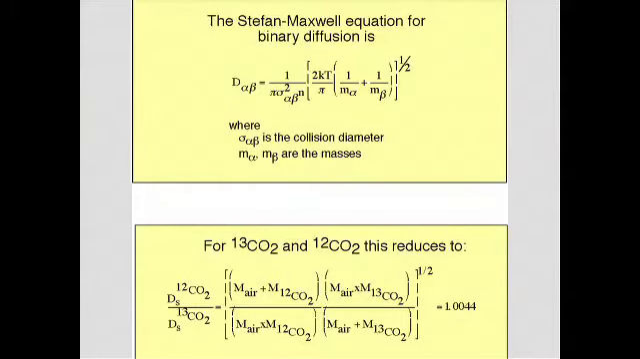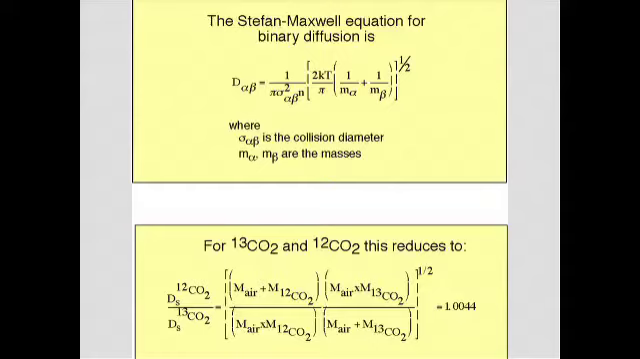So you have a bunch of these funny little terms, like sigma alpha beta, which is a collision diameter. Okay, that's constant for CO2, so carbon-12 CO2 or carbon-13 CO2. The molecules don't know which isotope is labeled in terms of their diameter. And so all of these terms, and the kT and the pi, all cancel out for carbon-12 versus carbon-13.